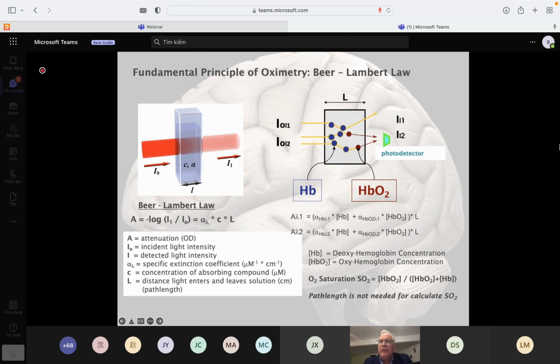Pulse oximetry works on this basis that you have two wavelengths. With one wavelength you measure hemoglobin, with the other oxygenated hemoglobin. And if you divide the two by each other, the length falls out of the equation, and that's why we usually give saturations as the value for oximetry and not absolute numbers.